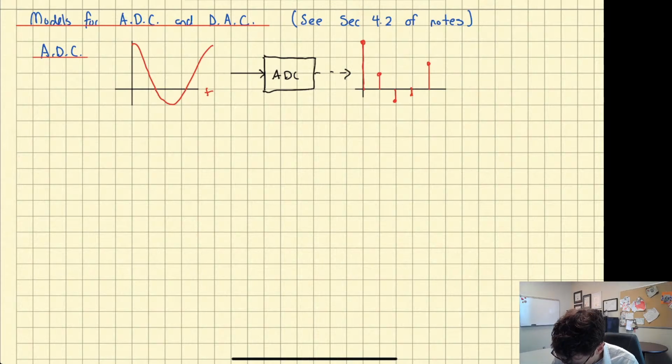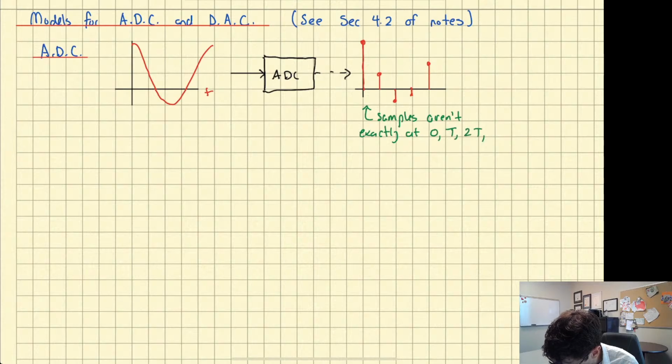Okay. Now, for a real analog to digital converter, of course, things aren't so nice, right? So what will happen, of course, is that the samples won't be exactly at the sampling period. There'll be some jitter in the clock. So the samples aren't exactly at 0, T, 2T, etc. Okay? So that's the first kind of reality of the situation when it comes to an ADC.